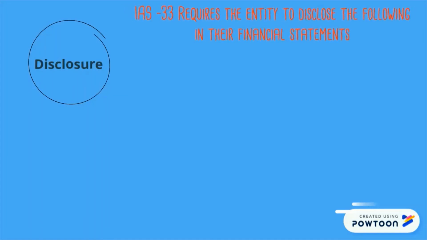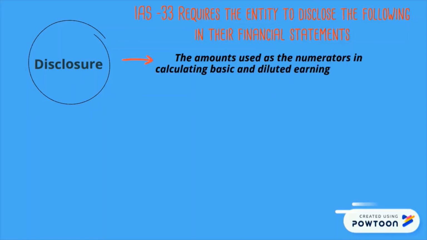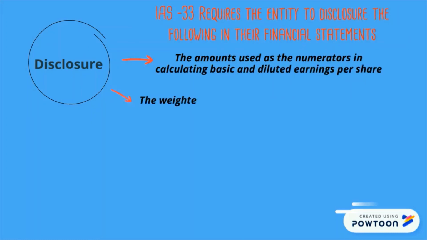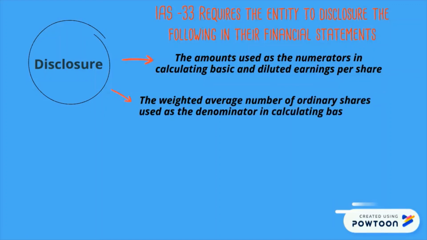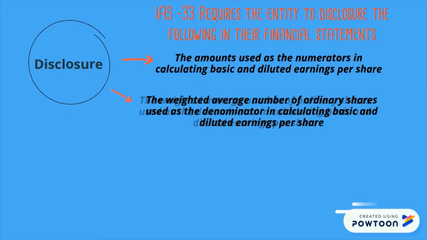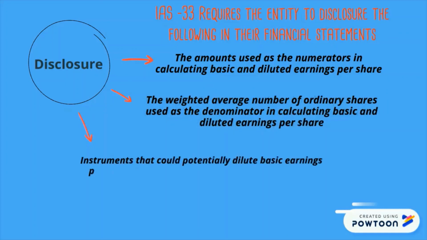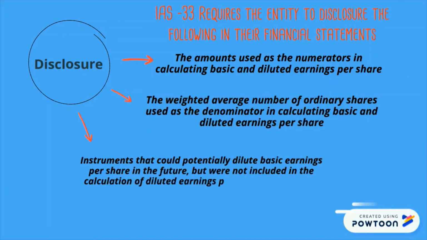In the end, we'll highlight the disclosure requirements of IAS 33. IAS 33 requires the entity to disclose the following in their financial statements: the amounts used as the numerators in calculating basic and diluted earnings per share, the weighted average number of ordinary shares used as the denominator in calculating basic and diluted earnings per share, and instruments that could potentially dilute basic earnings per share in the future, but were not included in the calculation of diluted earnings per share because they are anti-dilutive.